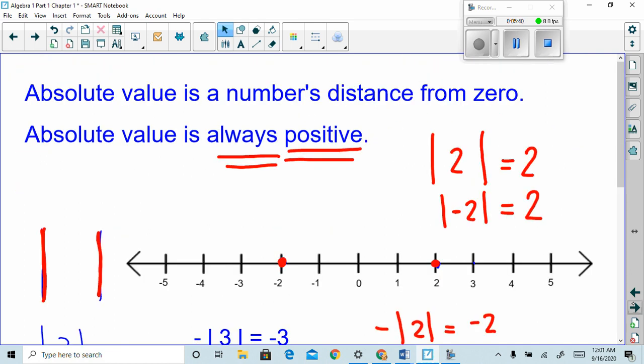Absolute value was the next part of this lesson. Absolute value is represented by this pair of lines, parallel lines. Absolute value tells me a number's distance from 0. How far is that number from 0?